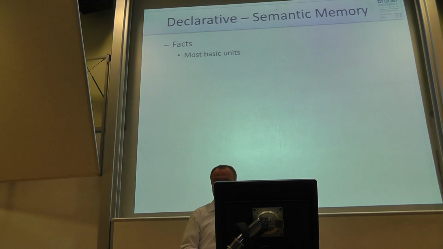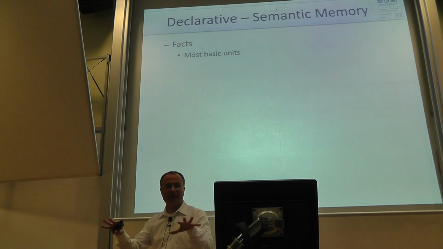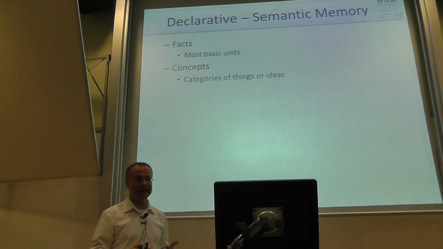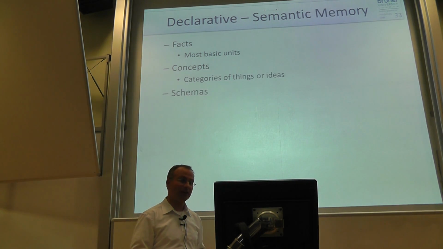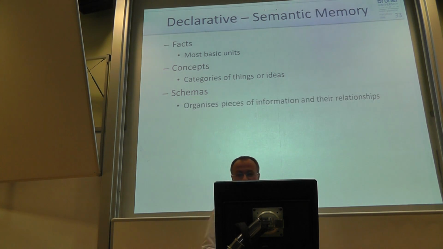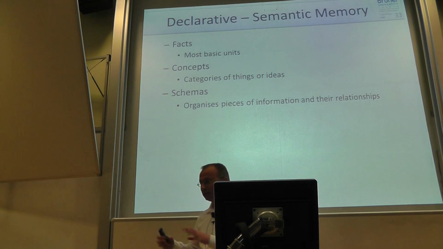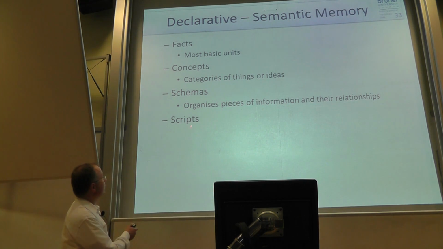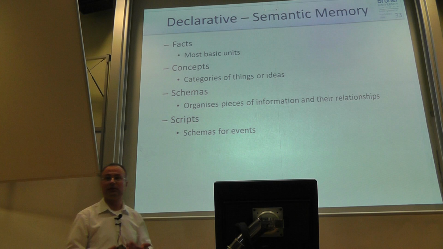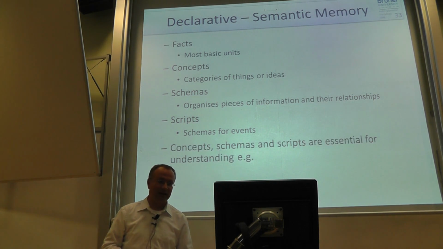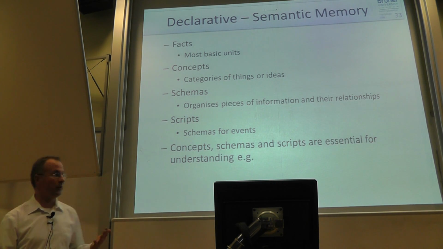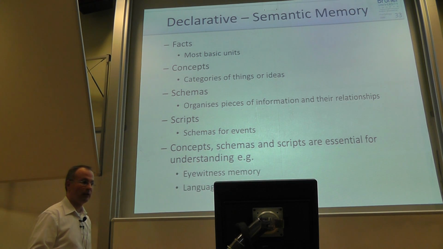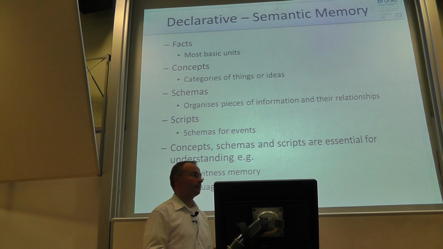So to summarize that: facts, lowest level, most basic units. Concepts, categories of things. Schemas, they organize pieces of information in their relationships, going higher and higher. Scripts are then schemas. As I already said, they are critically essential for understanding, for instance, eyewitness memory or language processing.